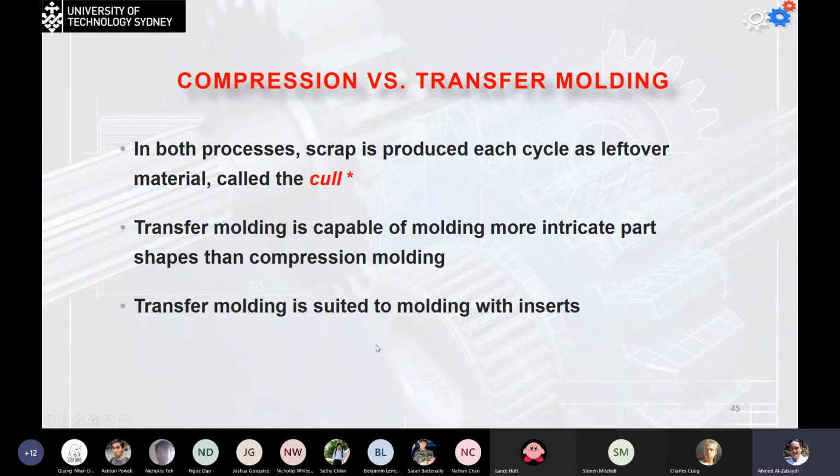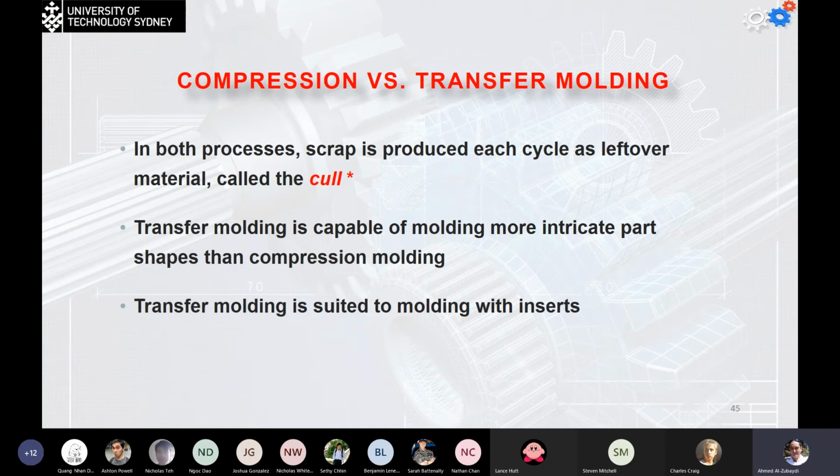We can have two different types, which are going to be the compression and the transfer molding. And in both processes, usually again the scrap is going to be produced and needs to be removed, and we call it the cull. Usually the thermoset plastics cannot be recovered, so everything we're going to discard is going to be scrap. It's non-recycled material. The transfer molding is capable of molding more intricate part shapes than the compression molding, but usually not as intricate as the injection molding shapes.